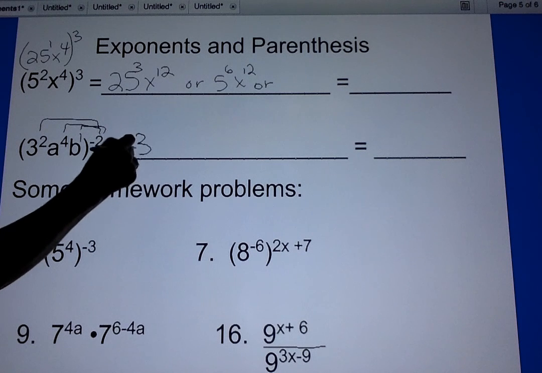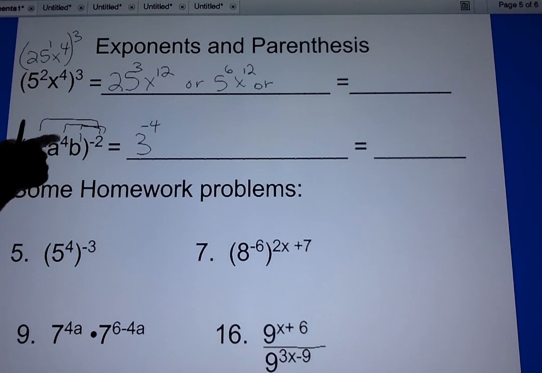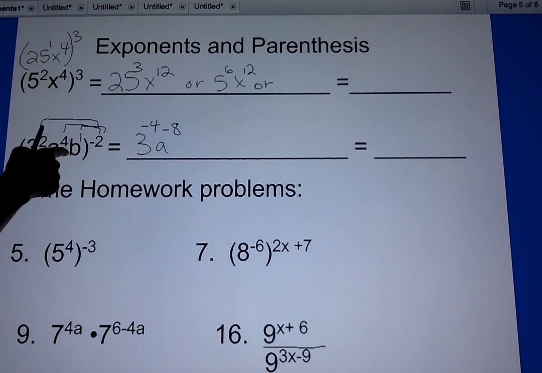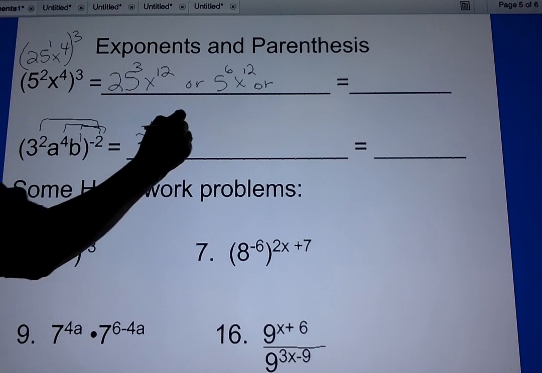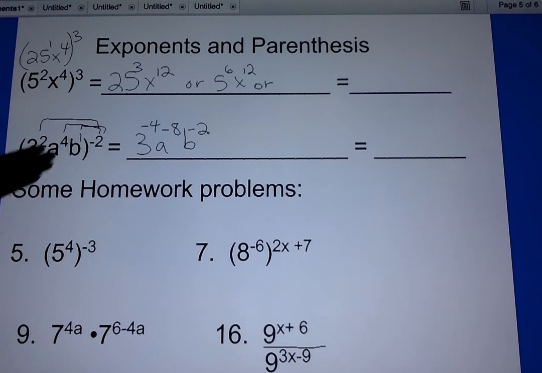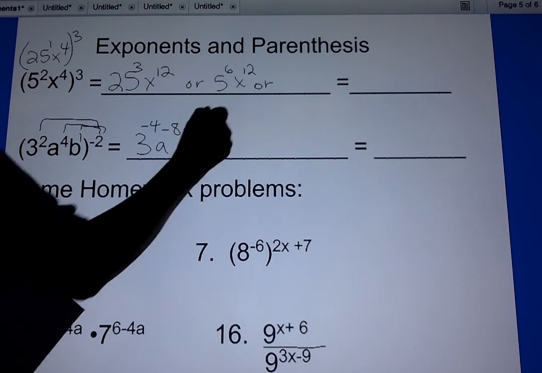So 2 times -2 is -4. 4 times -2, that's -8. B is 1 times -2 is -2. Now, you never leave exponents negative. So to make them positive, what I call shove them in the basement, like naughty children. I probably shouldn't say that, but you put them downstairs in your fraction.